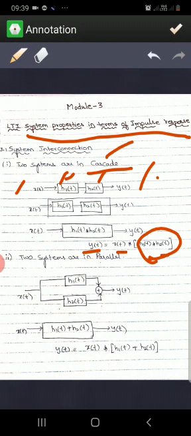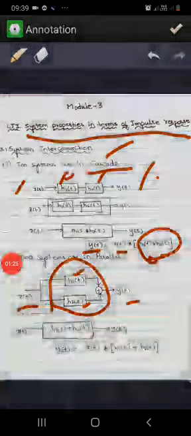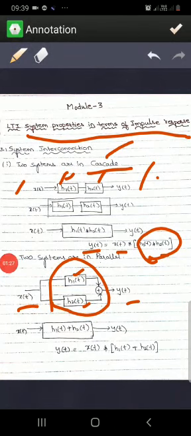Now the second case, where the systems are connected in parallel. Let us take h1 and h2 as two systems which are connected in parallel, and these two are given to a summer. x of t is the input and y of t is the output. Then this entire system can be written as h1 of t plus h2 of t. And the output y of t is nothing but h1 of t plus h2 of t convolved with x of t.